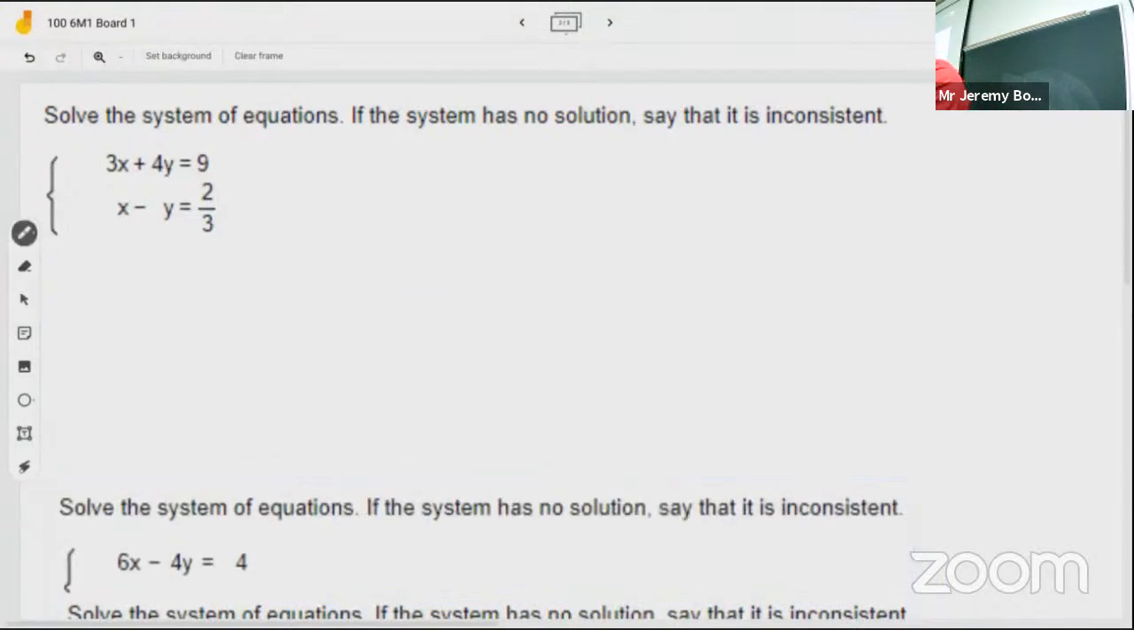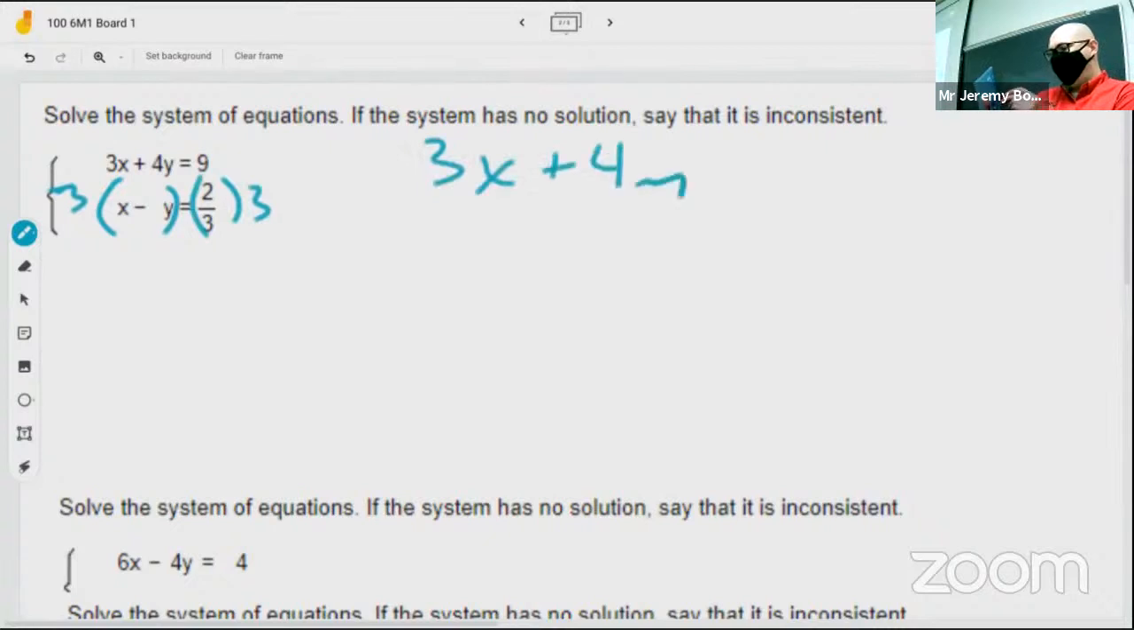So like I said, I would try to get rid of that fraction first. Let's see what happens after we do that. So if we were to multiply both sides of this equation by 3, because the denominator is 3. So let's rewrite the first one, 3x plus 4y equal to 9. And we'll have 3x minus 3y.